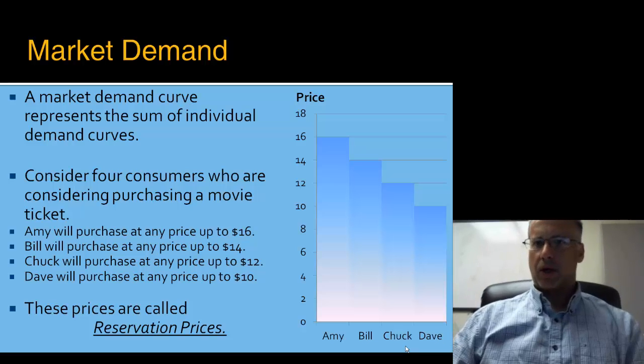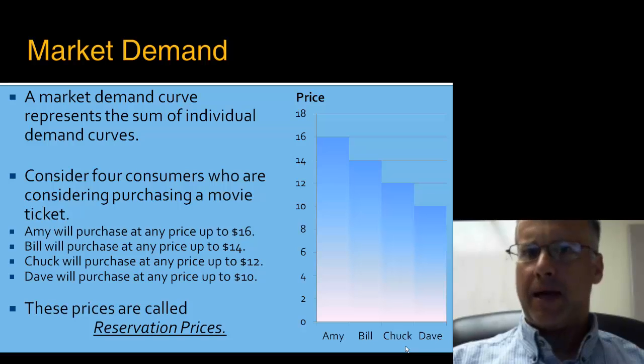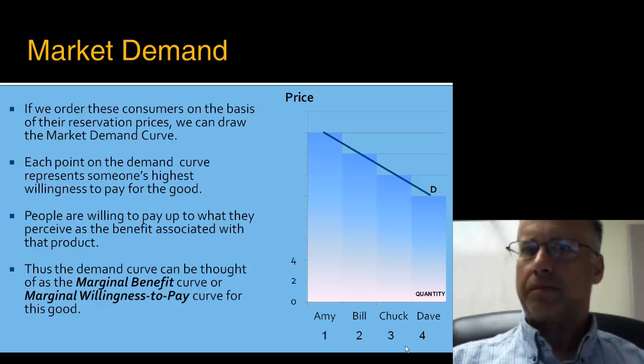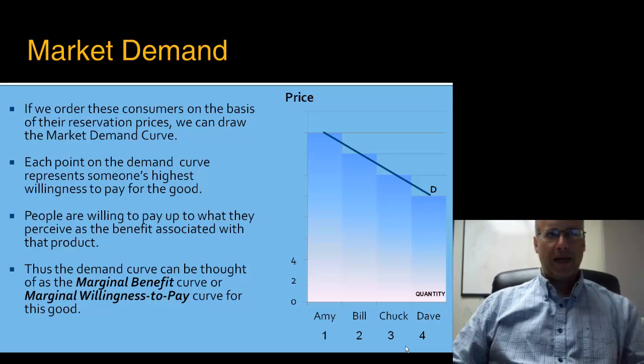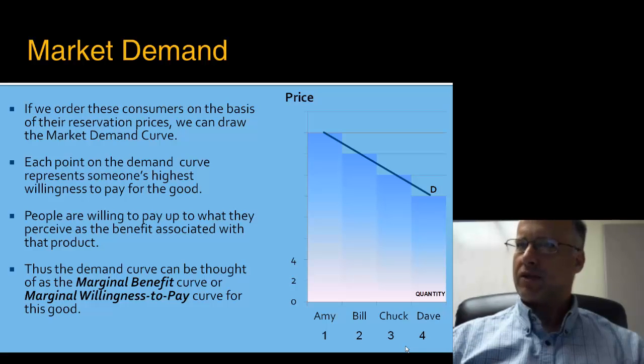These prices are called reservation prices. Now, taken together, they make up a market demand curve. Looking at the graph here, if we order these consumers on the basis of their reservation price and then just draw a line through the top of their reservation prices, we've constructed the demand curve that slopes downward from $16 down to $10 and goes from 1 to 4 movie tickets. So each point on the demand curve represents someone's highest willingness to pay for that good. That is the most they'll pay, their reservation price.